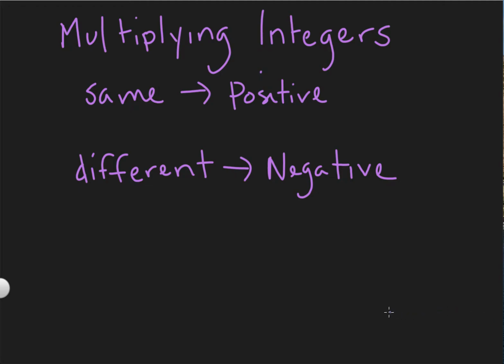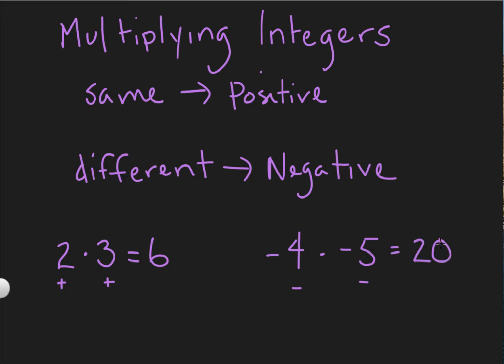So if our example is, let's make it 2 times 3. You can see they're both positive, positive, positive. So they're both the same. My answer is going to be positive. So 2 times 3 is 6. My answer is positive 6. If I have negative 4 times negative 5, negative, negative, they're the same. So my answer is going to be positive. So then all I have to do is multiply, and I end up with 20.